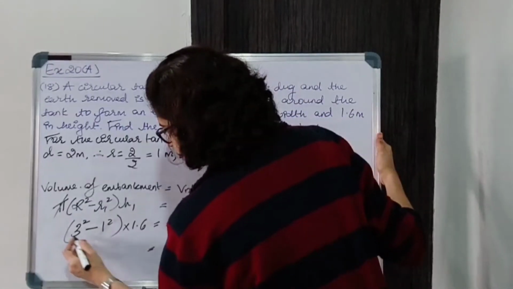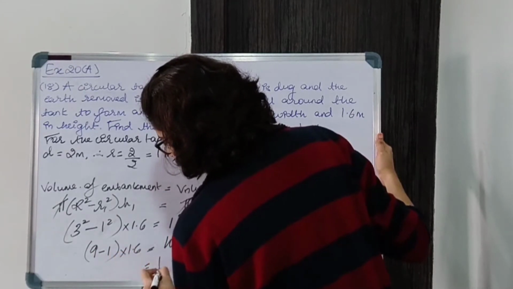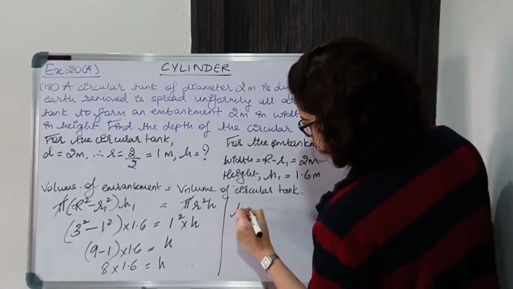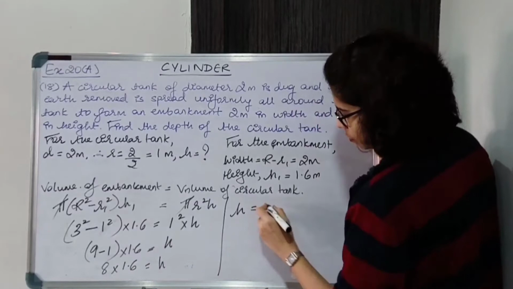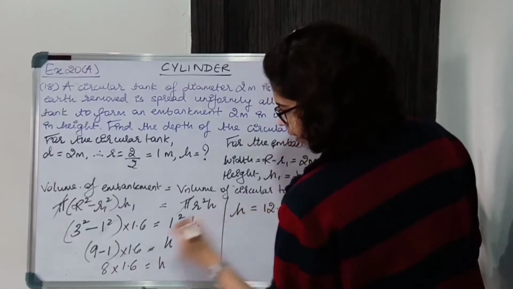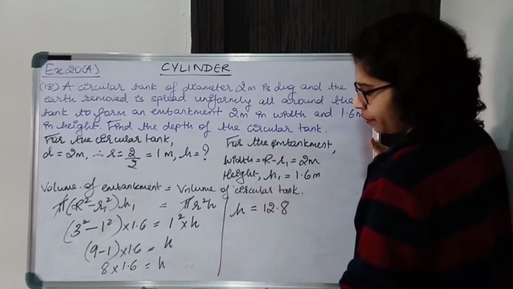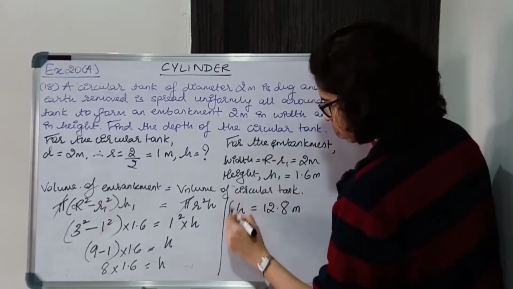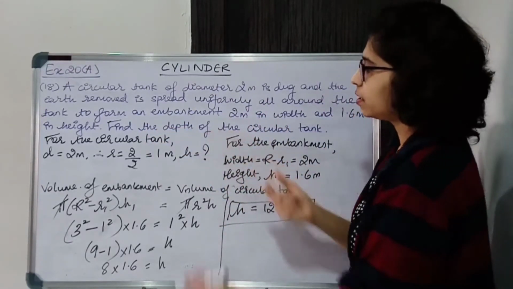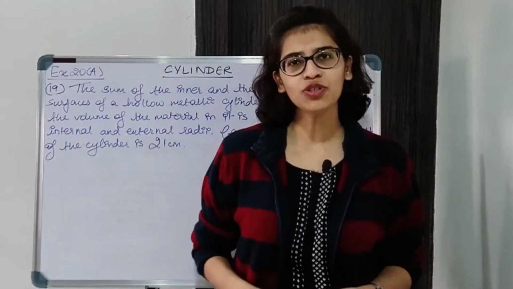So what will h be? This is 9 minus 1 into 1.6, that is 8 into 1.6. Now 8 into 1.6 will give 12.8. 6 eights are 48, carry 4, 8 ones are 8 plus 4 is 12, and decimal point after one number, so that is 12.8 meters. So we found the depth of the circular tank. Then you'll write down the final statement, that the depth of the circular tank is 12.8 meters. Okay. Moving on to the next question.